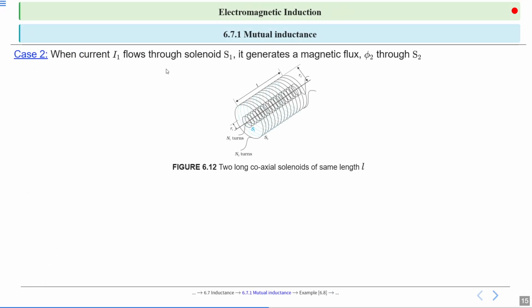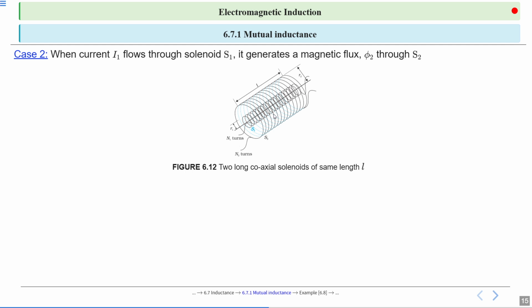Now case 2. So what is case 2 now? Current I1 flows through the solenoid S1. Now no current is flowing through the S2 coil. Now current is flowing through the inner coil S1. So when current I1 flows through solenoid S1, it generates a magnetic flux phi 2 through S2.